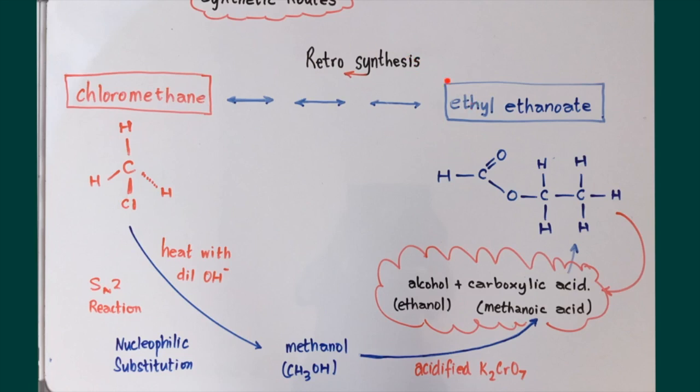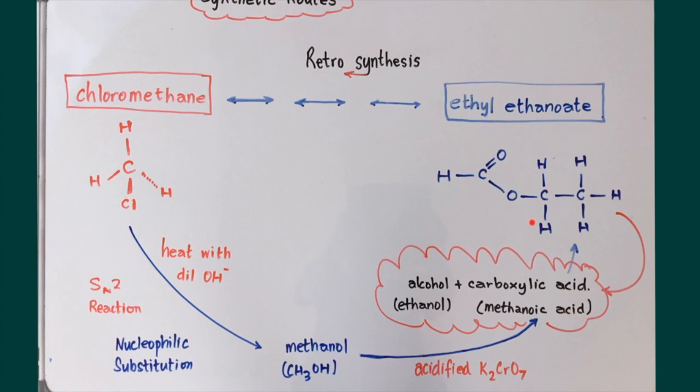And for ethyl ethanoate, an ester, you should recall that an ester is the product of the condensation reaction between an alcohol, specifically ethanol, and a carboxylic acid, specifically methanoic acid, giving you the product ethyl methanoate. But this does not come from the starting product.